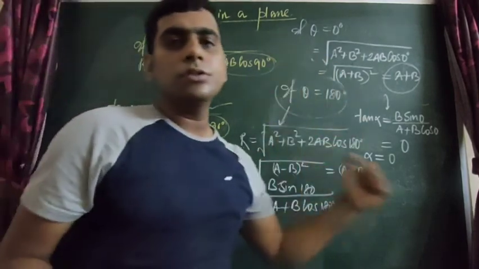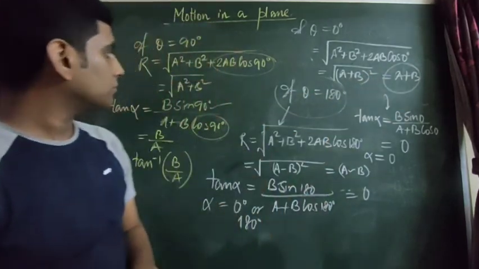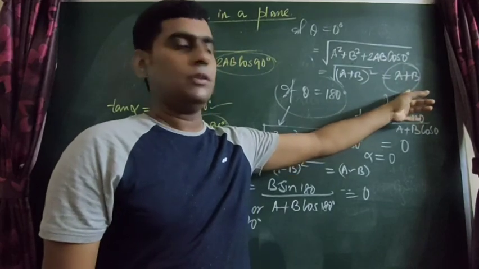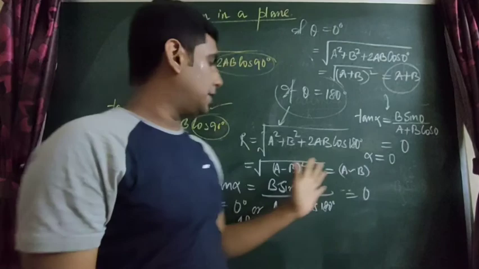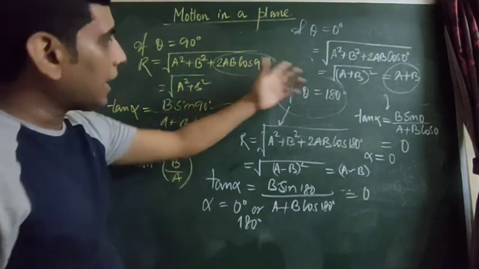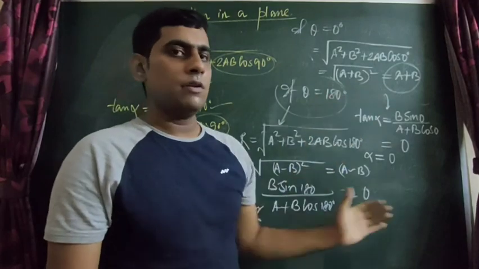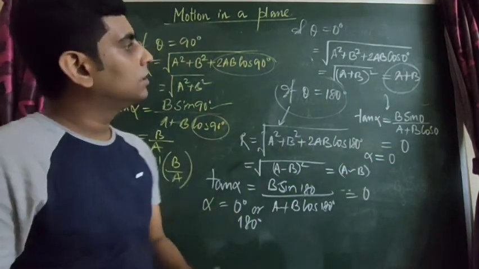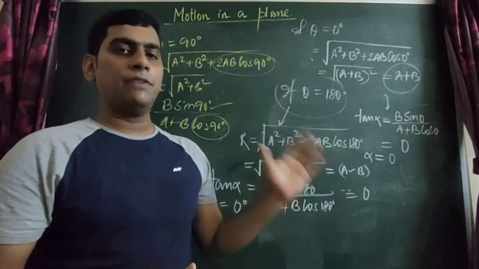These are a few conditions. As you can see, depending on the angle theta, the resultant varies from the maximum value a plus b to a minus b or b minus a, and the angle of the resultant also varies. Well, this is for the day. I hope you have understood this quite well.